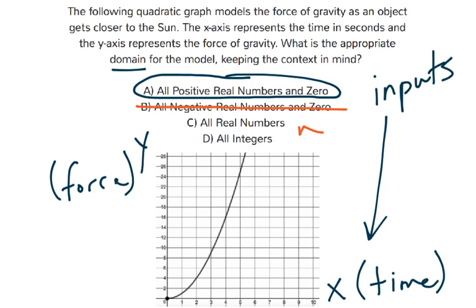C, all real numbers, includes negatives, as does all integers. Those both include negative numbers. So we're not going to even pay attention to those. The answer here is just A.